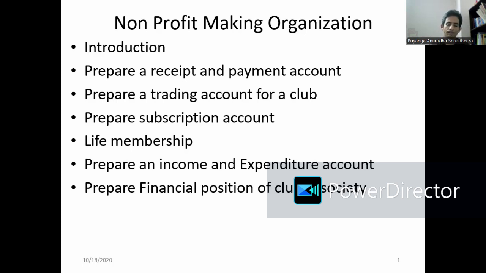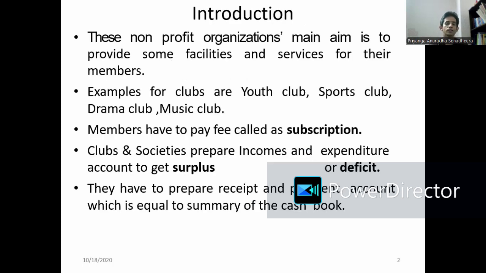So we move to the next slide. This will give you some idea about non-profit making organizations. Actually, the main aim of a non-profit making organization is to provide some facilities or services for their members for a subscription fee or membership fee. Some examples are youth clubs, sports clubs, drama clubs, and music clubs.